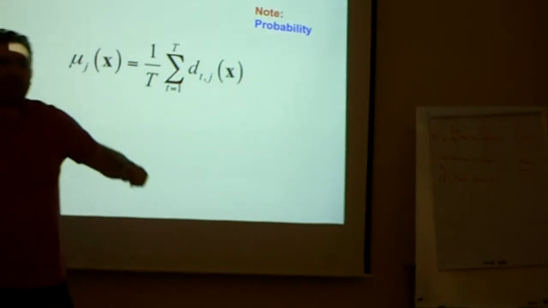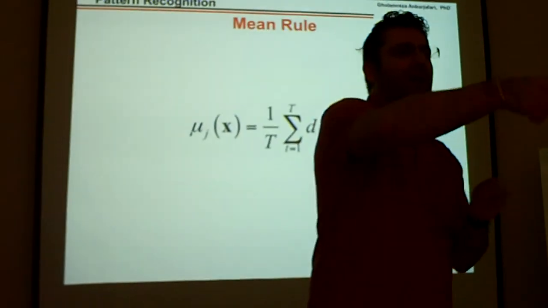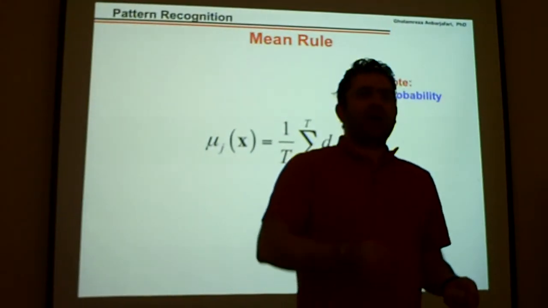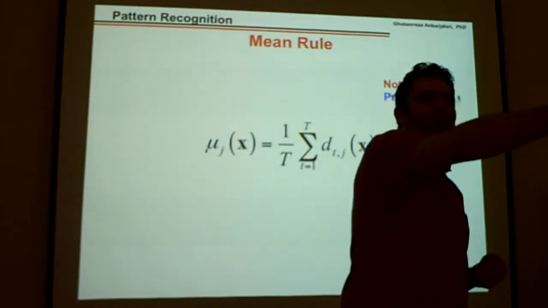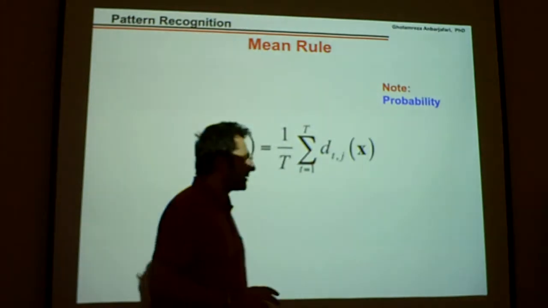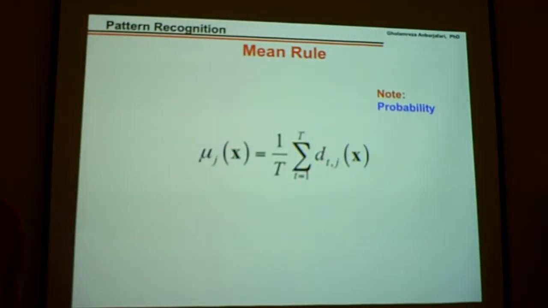In other words, I look at the distances and I see that the distances are 100, 101, and 102. If I divide everything by 10, what will happen? I have 1, 1.1, 1.2, right? It doesn't change anything. It just scales the values. So this is called the mean rule.